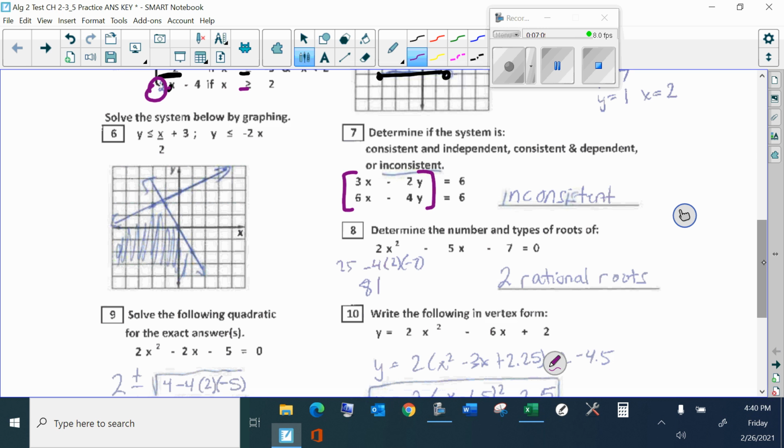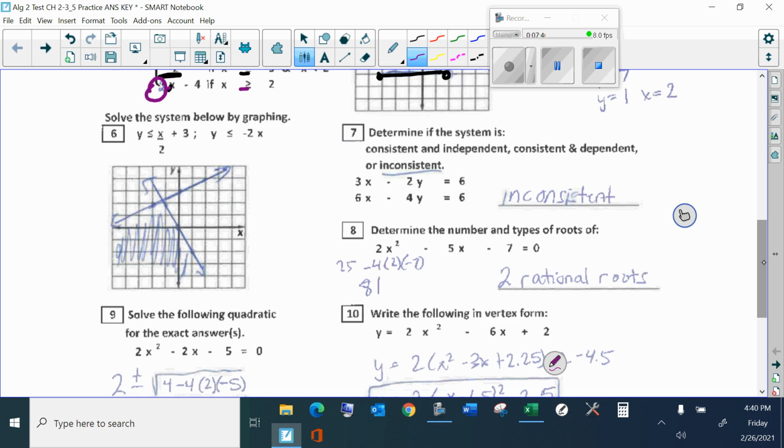I look right here. 3 to 6 is times 2, and negative 2 times 2 is negative 4. So one is a multiple of the other, so that guarantees that they're parallel right there. Now the only question is whether they are the same line or different lines. Well, since I had to multiply by 2 there, I had to multiply by 2 here, and that would be 12. If that was 12, that would be the same line, but it's not. So therefore, they're parallel but don't intersect, and that is the word inconsistent. Parallel and not intersecting.